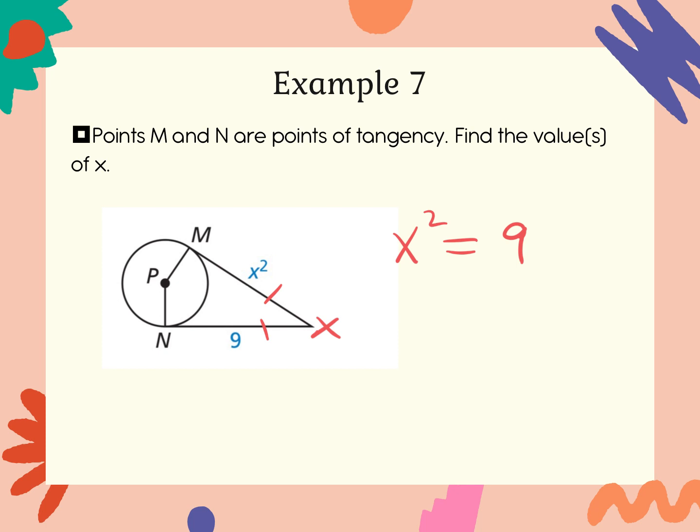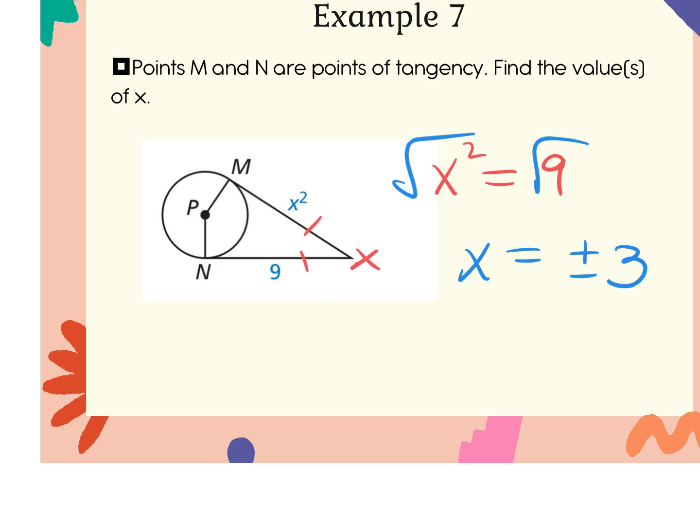I can either subtract the 9 and factor it, or I can use my square root method. So I'll square root it, and I get plus and minus 3. And you will need both answers because once you plug it back in, squaring -3 still makes it positive. So it's both answers. For the next one we got to factor.